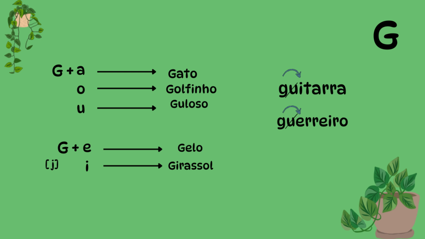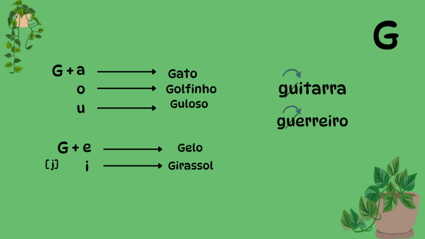G with A, O, U has a dark sound, like G. For example, gato. Golfinho. Guloso.